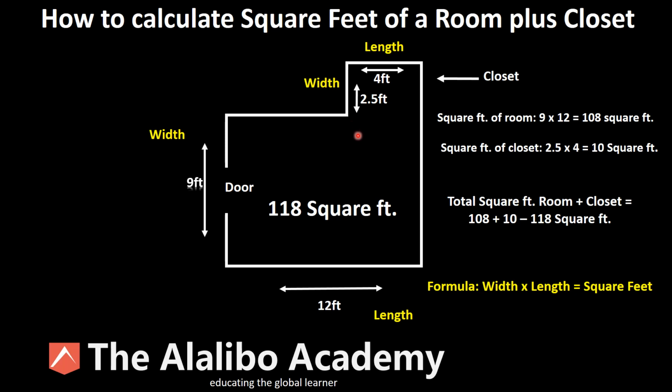And again, if the room has a closet, you have to consider that as well, and you have to measure the closet separately from the room. Again, you use the same formula, width times length. That gives you the space for the closet. You add that space to the space for the room. You have the total square footage of the room plus closet.